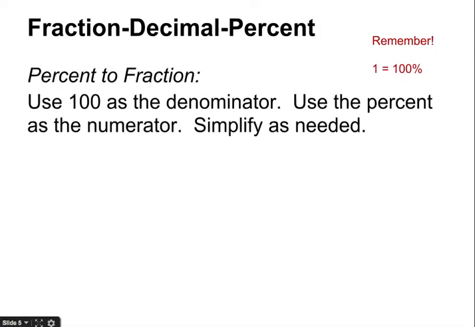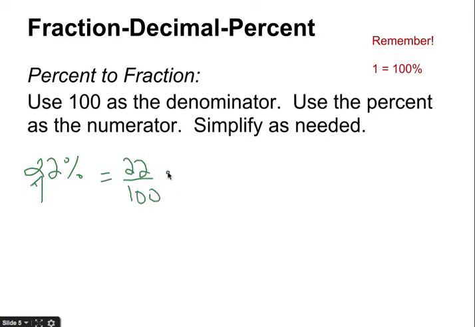The percent to fraction. So now this is just going backwards from what we just did. Very similarly, we're going to use 100 as the denominator, and the percent is simply the numerator. And then we simplify. So let's say I had 22%. Again, we're going to use the percent as the numerator. So that'll equal 22 over 100 as my denominator, 100.